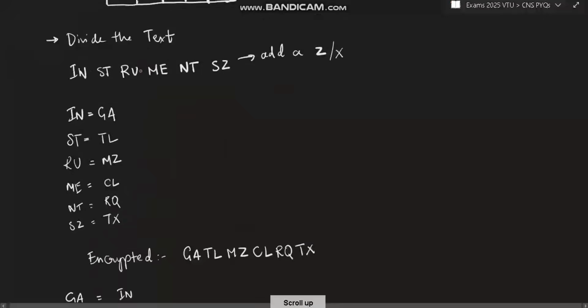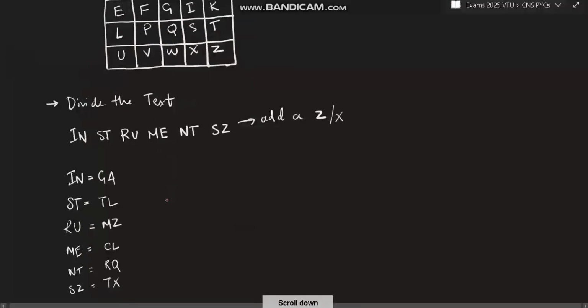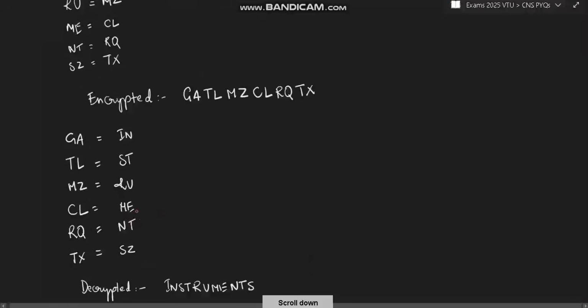For CL we have to take a new case here. It's the same column. So if CL is in the same column, we will be taking the above letter. Because for the encryption we took the next letter below it, for the decryption we will be using the letter which is above it. So CL will become ME. Like that RQ will be NT and TX will be SZ.